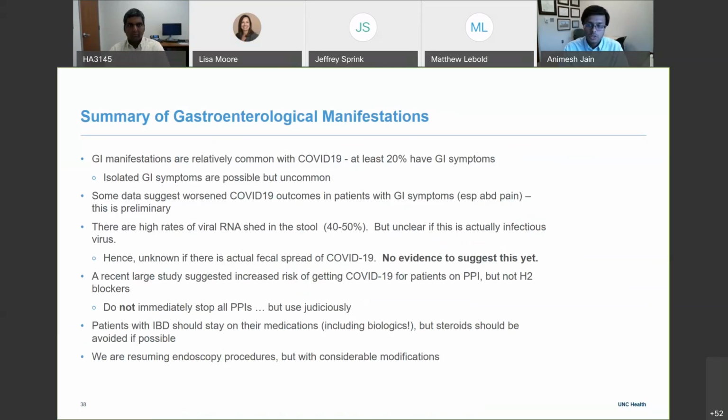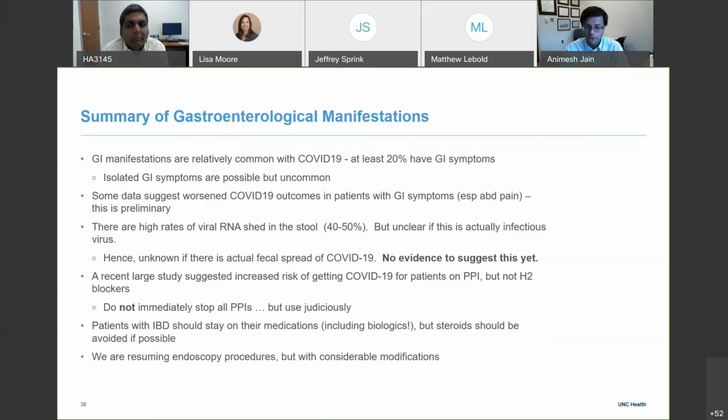Next slide, please. So a quick summary, and then I'll turn it over to Dr. Haque. What I've talked about today, the summary take-home points are that GI manifestations appear to be relatively common with COVID-19, at least 20% of patients, or perhaps higher in the US. Isolated GI symptoms are rare but possible. There is some emerging data that patients with GI symptoms may do worse with COVID-19. I think that's particularly true for patients with abdominal pain.